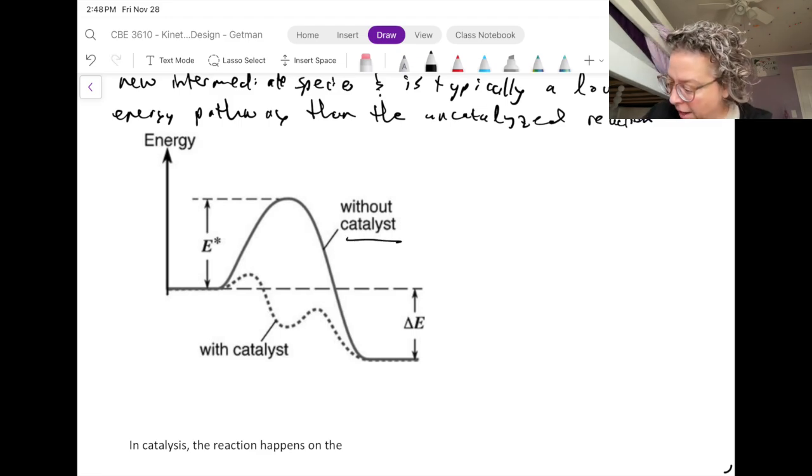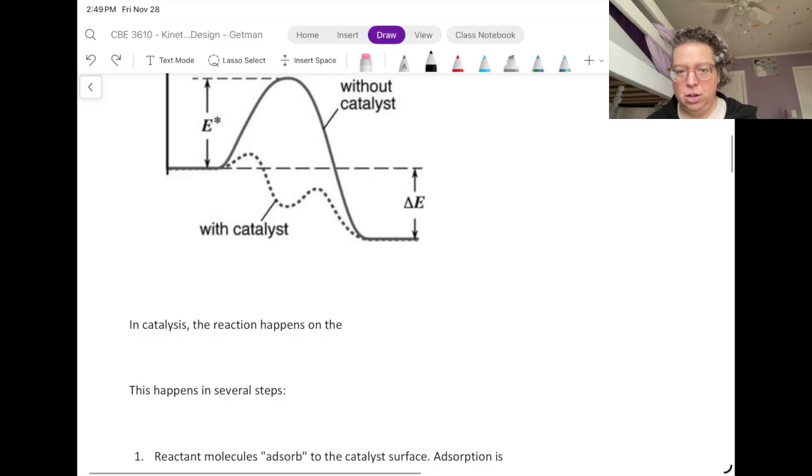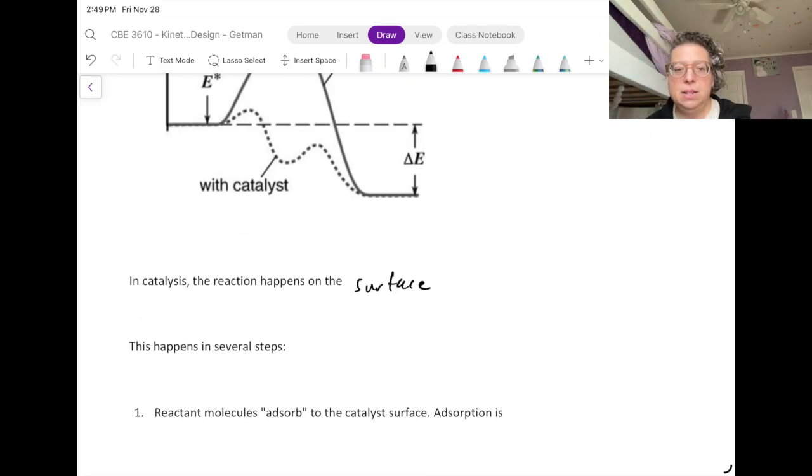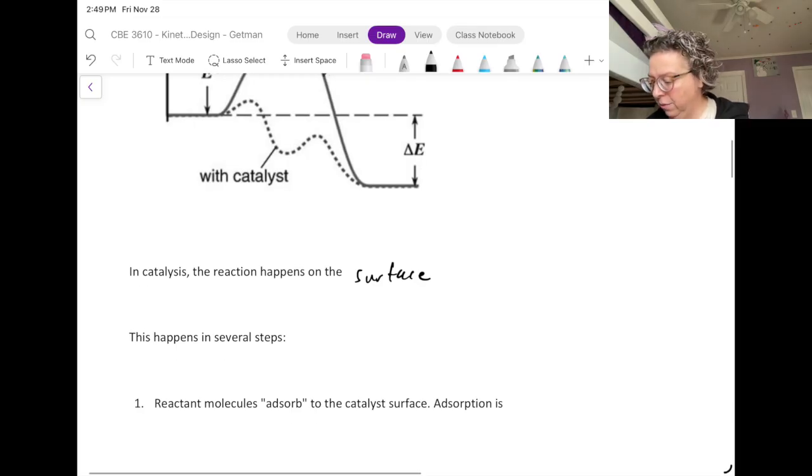So the catalyst is providing a lower energy route from reactants to products, and in doing so it's forming more intermediate species, but these intermediate species are allowed to form because they're lower in energy. They're more stable. So what's going on here in catalysis? The reaction happens on the catalyst surface. It typically happens in several steps.